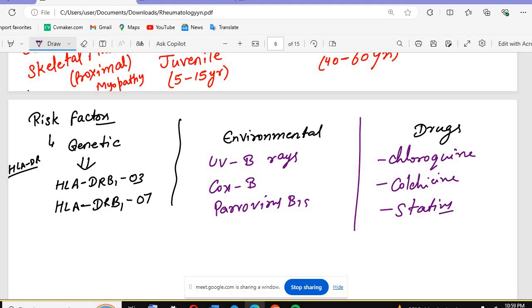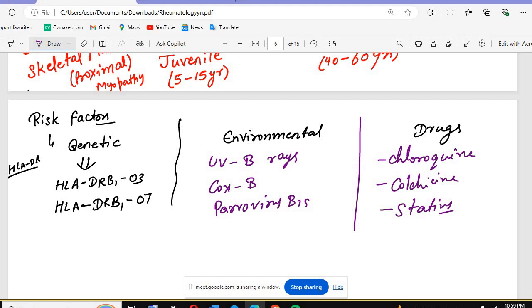Okay. And what you have to remember, what is chloroquine used for? I think it is malaria. So malaria is the correct one. Chloroquine is the drug given for malaria.